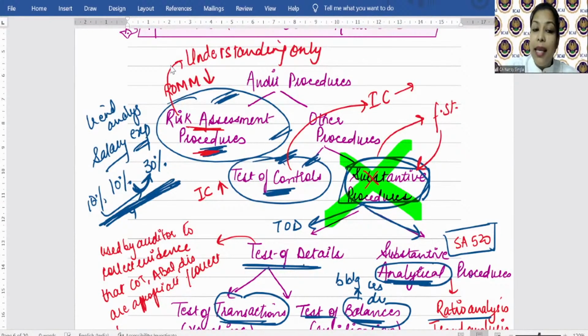Now tell me, can an auditor skip substantive procedures? So those who have answered, please check your answer and the explanation that I have given you. Now send your answer again.